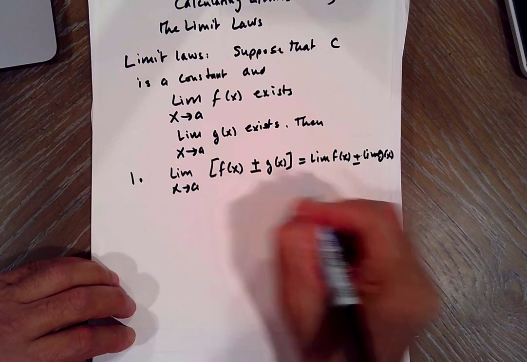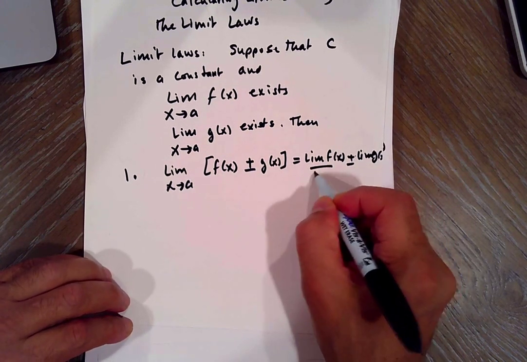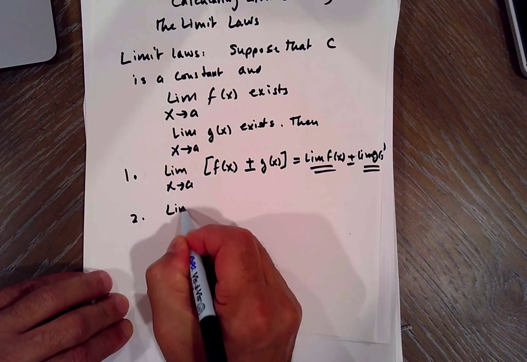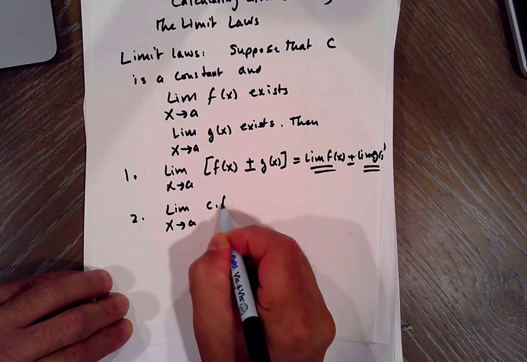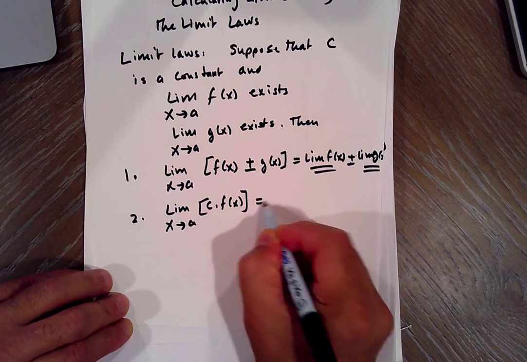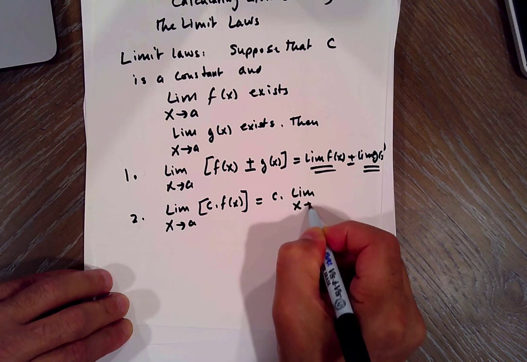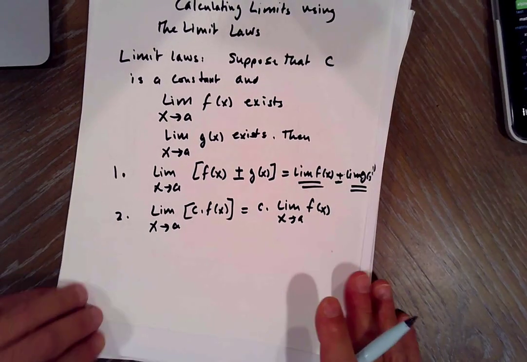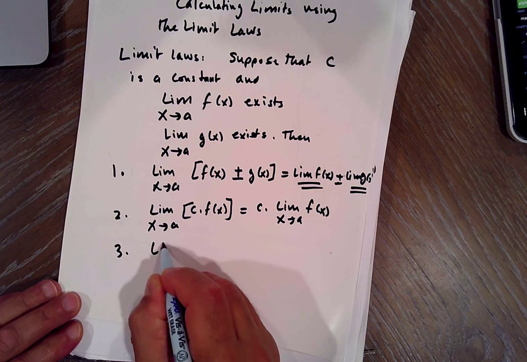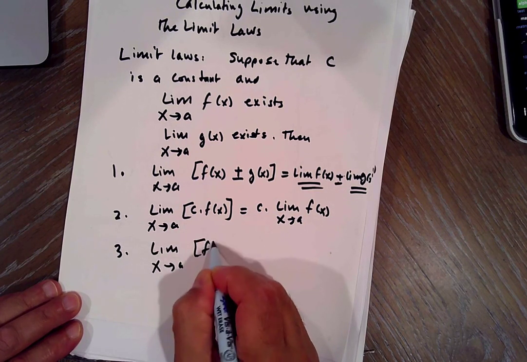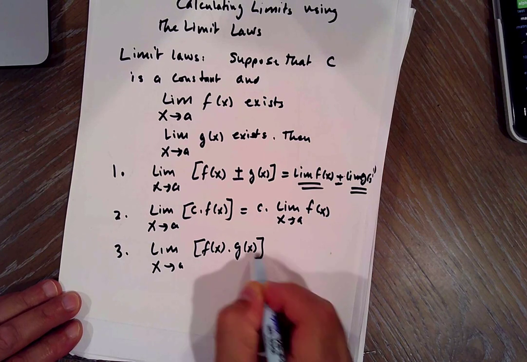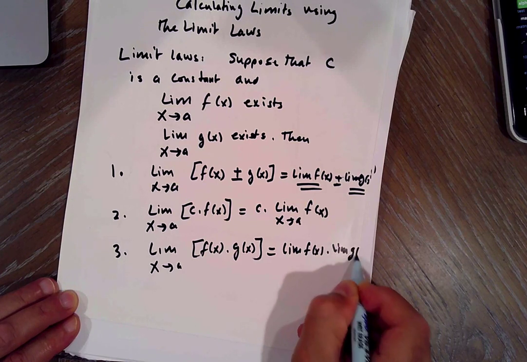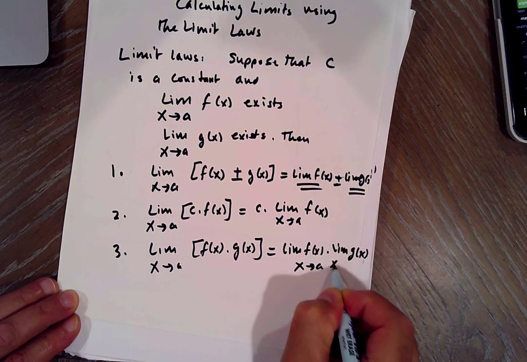So if you're doing the limit of the sum, then you can find the limit individually and then add or subtract your limit answers. Same thing with a constant. If you have a constant times f of x and you want to find the limit, you pull the constant out and then you do the limit of f of x. You would still get the same answer. And if you have the product of two functions and you want to find the limit, you can find the limit of each function and multiply their limits, the limit of f of x times the limit of g of x. Of course, all as x goes to a.